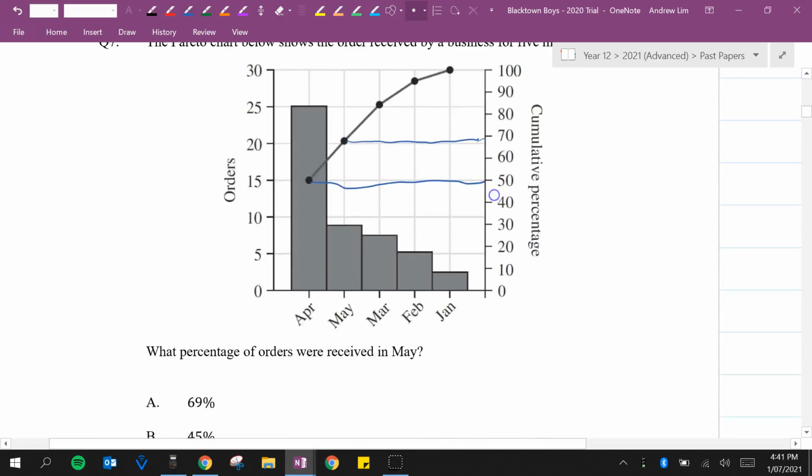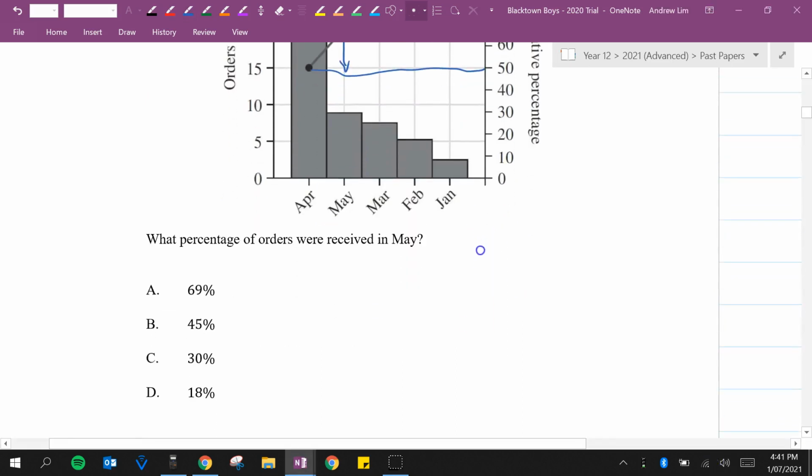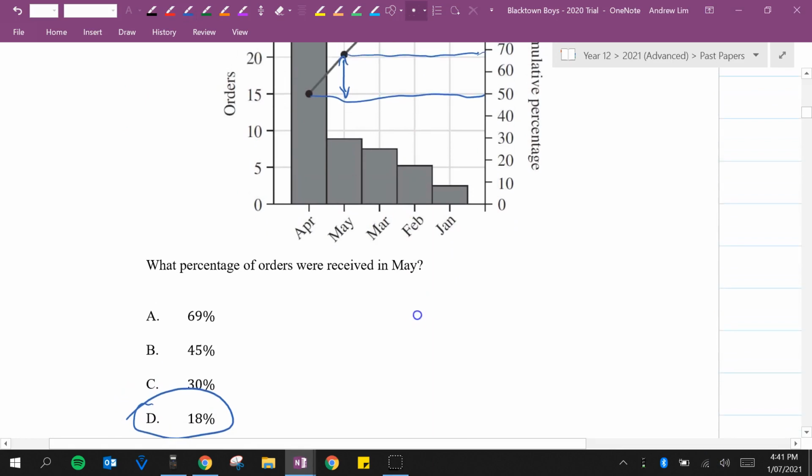So that means in May, it's the difference between these two percentages. So I'll say 68, so it has to be 18%. 68 minus 50 is 18.